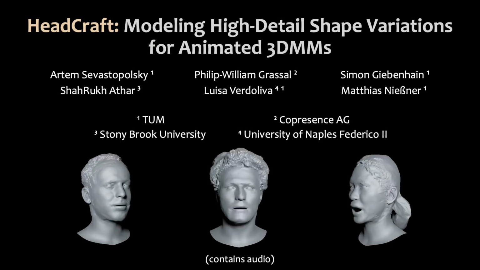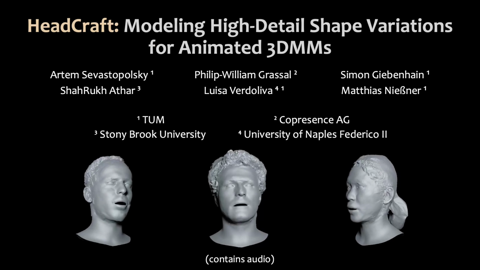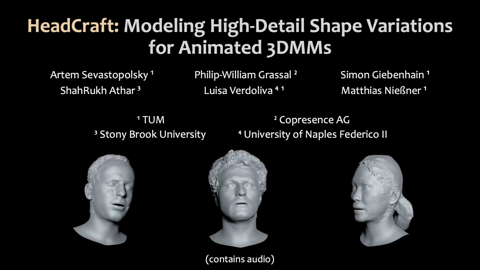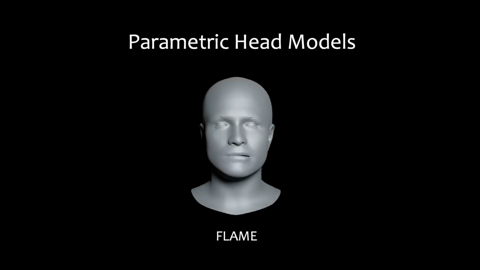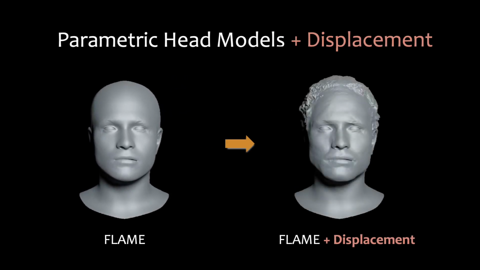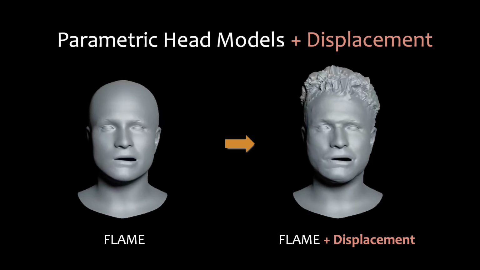We present HeadCraft, modeling high-detail shape variations for animated 3D morphable models. Parametric morphable models allow for the explicit control of the shape and expression of 3D human heads. However, the variability of the modeled geometry is limited due to the difficulties of their construction. This disadvantage can be addressed by deforming the model surface via learning the displacements of its vertices.